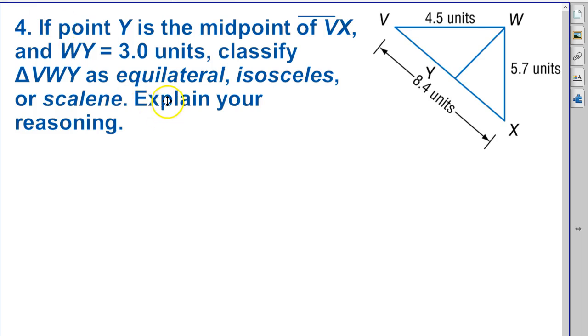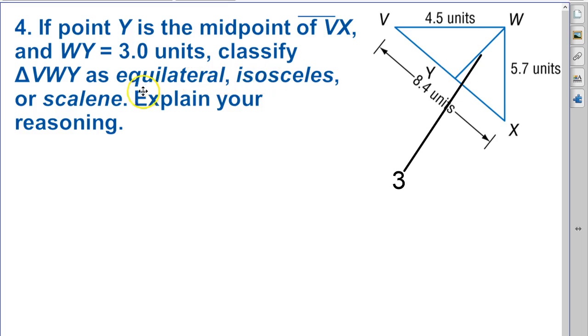So with this drawing here, we've got to classify the triangle. We're going to do WVY. So we know that Y is the midpoint of VX. And WY is 3 units, that side there. Which means when I look at this, VW is 4.5. This is 3. So it can't be equilateral.